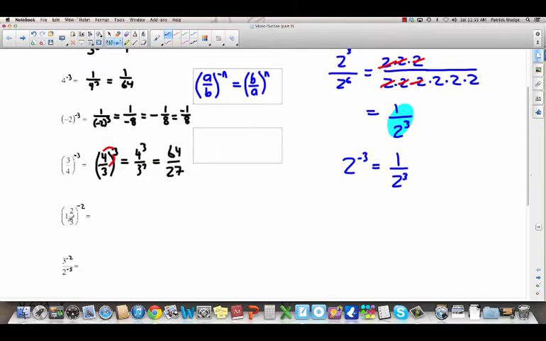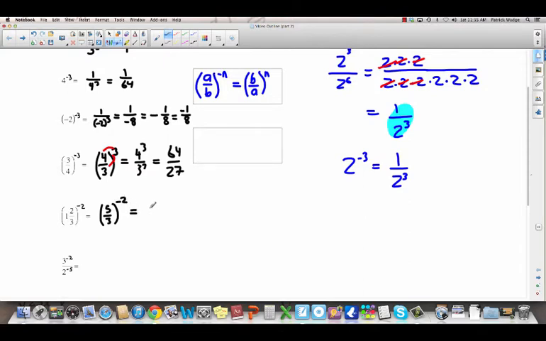Alright, next one. Here's a flipping negative. So we got to flip 1 2/3. How do we flip 1 2/3? It's a mixed fraction. You can't. You know what you have to do? You have to turn it into an improper fraction or a top-heavy fraction. So 1 2/3 is the same as 5/3. Right? 1 times 3 plus 2 is 5. 5/3 to the negative 2.